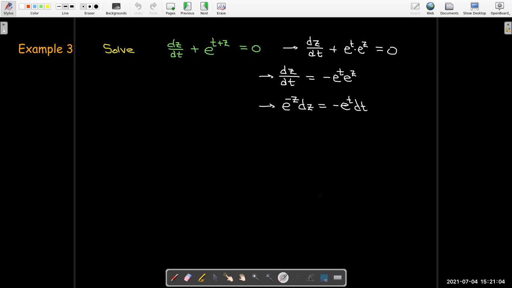I'm going to divide both sides by e to the z. Dividing by e to the power of z is the same as multiplying by e to the power of negative z. And then multiply both sides by dt. Now integrate both sides.